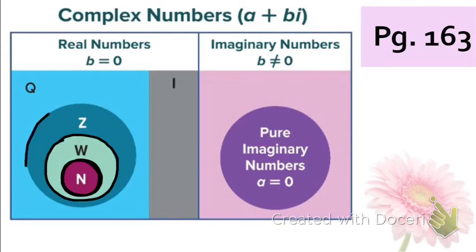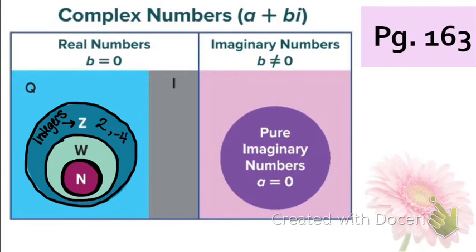This larger dark blue circle here that has a Z in it. This is our integers. Integers are whole numbers, but it's positive and negative whole numbers. So some examples of integers would be 2 or -4 or 0 or 7, -13, any whole number that you can think of, positive or negative.